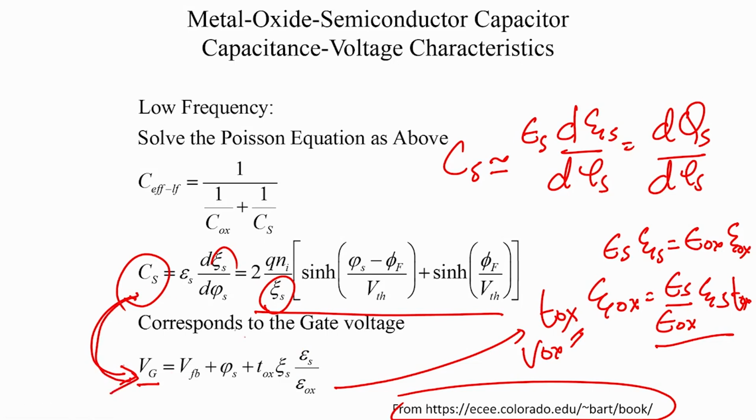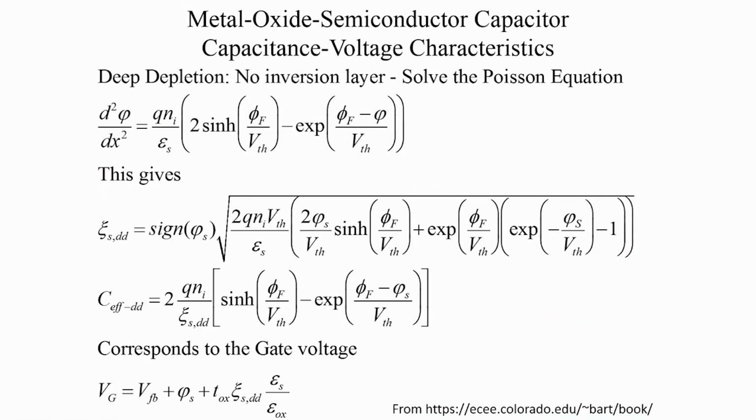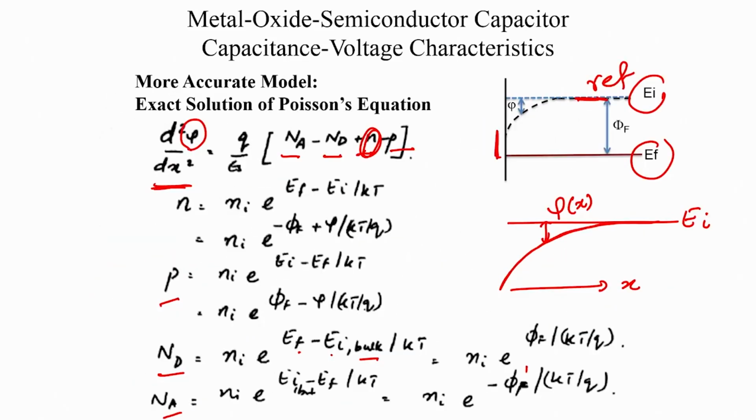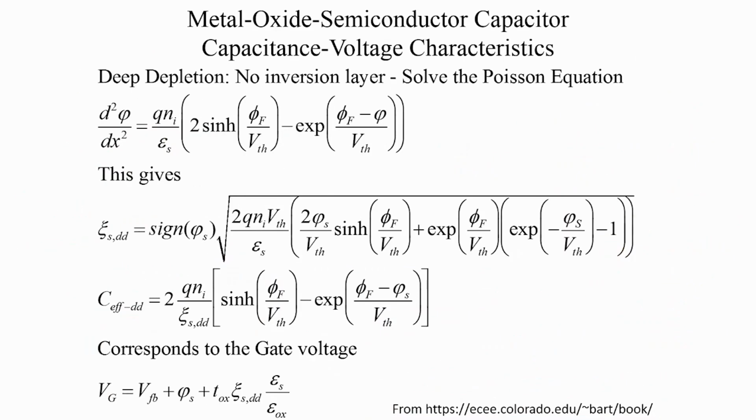So, using different values of phi s, you can plot your CV characteristics in a very accurate manner, and you end up with the low frequency characteristics. Before we go to high frequency, for deep depletion, what do we do? For deep depletion, this Poisson equation is not correct, because in deep depletion there is no formation of an inversion layer. So, we solve a different Poisson's equation which does not take into account the inversion layer, and this will give you a different electric field. I put a subscript of deep depletion there, and that in turn will give you a different capacitance value.